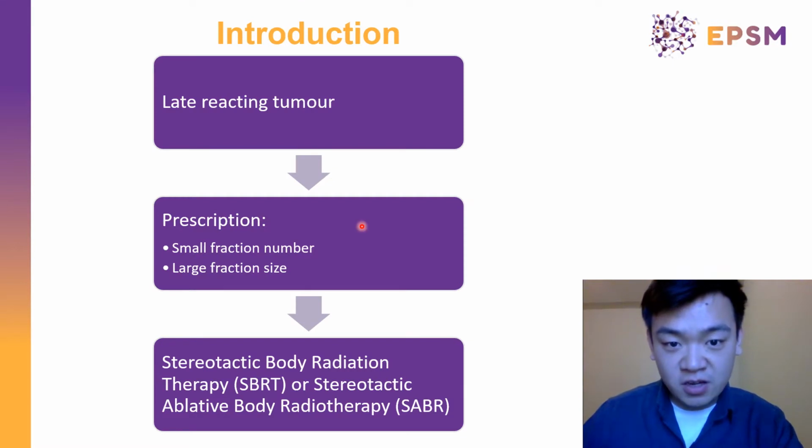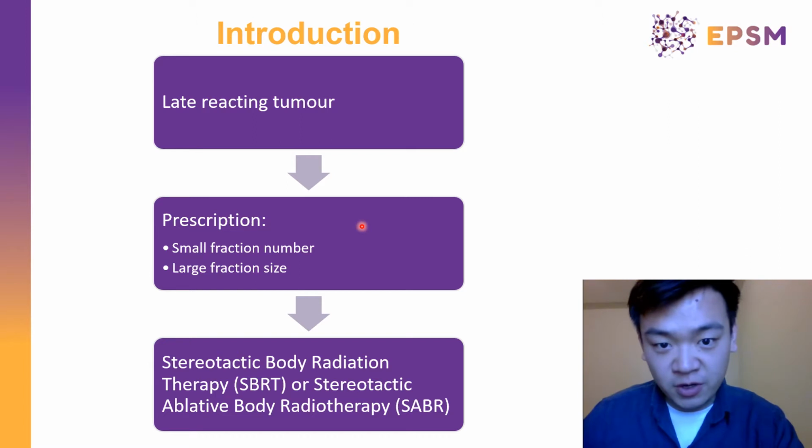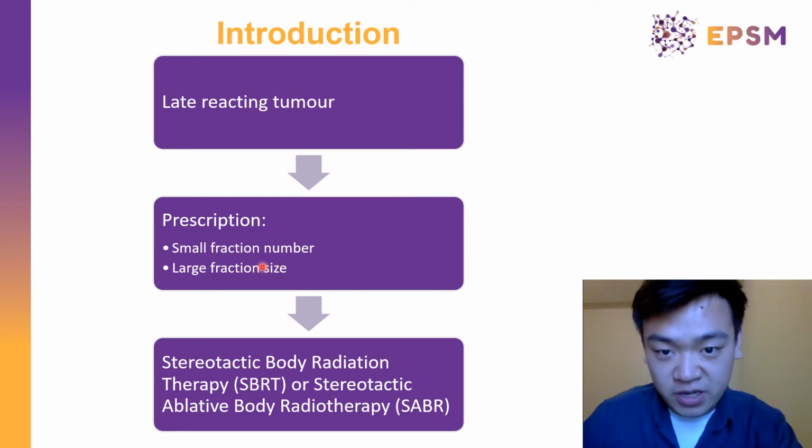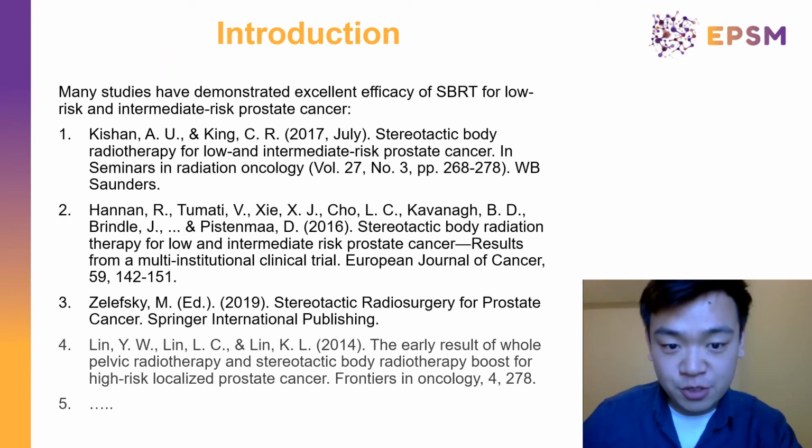So before we start, allow me to give you a simple introduction. The prostate cancer tumor is one of the late reacting tissues, which means that most radiotherapy prescriptions prefer a low number of fractions and large fraction size. And it is the reason why SBRT, or SABR, is very suitable for prostate cancer treatment. Many studies have demonstrated excellent efficacy of SBRT for low-risk and intermediate-risk prostate cancer.